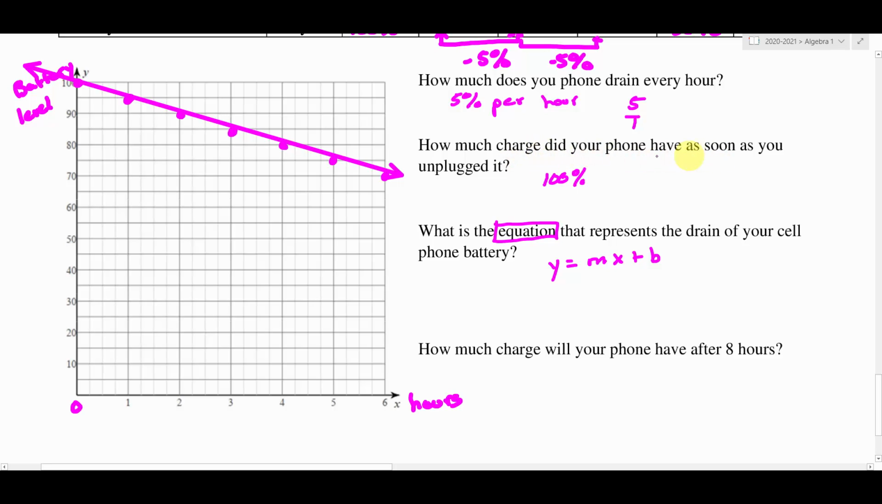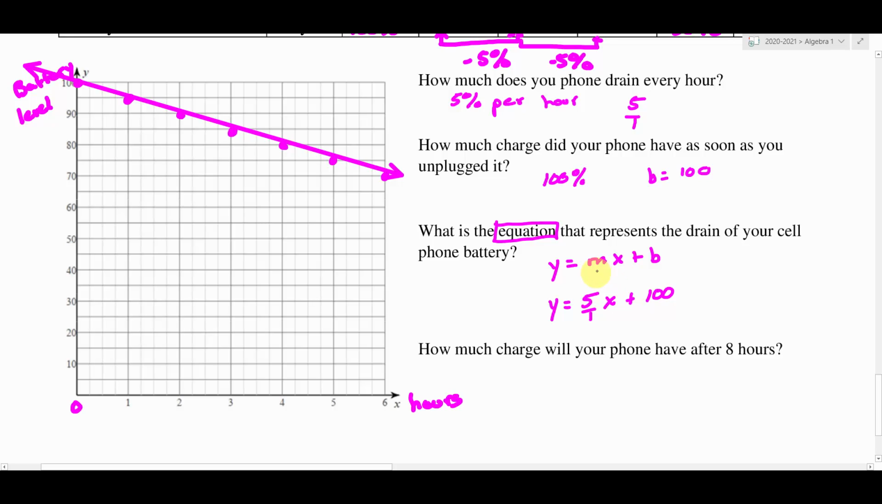How much charge did your phone have as soon as you unplugged it? Well, that's the initial charge. As we started observing it, it started at 100%, so this is our b value. We would say b equals 100. It's convenient that we have those two things, because that's what we need for our equation. As I write my equation, I say y equals, and here's my slope, 5 over 1x, and if you just want to put a 5 there, that's fine, plus my b value, which is 100.